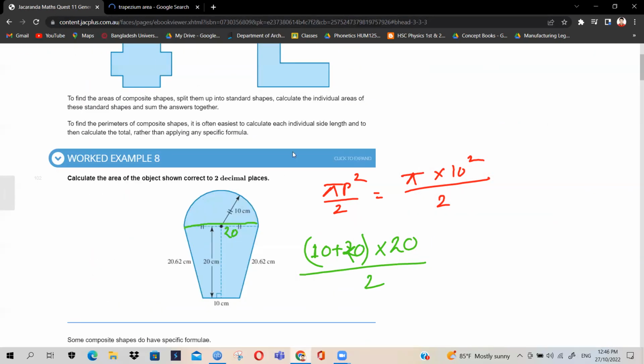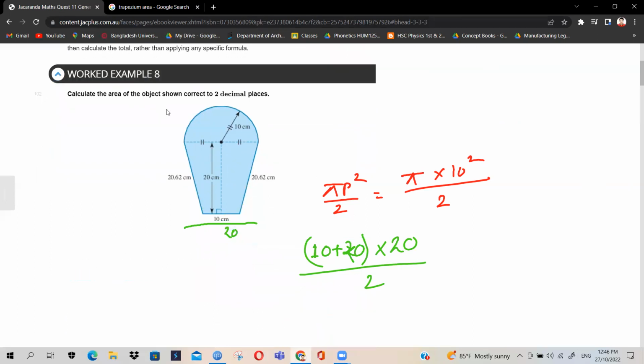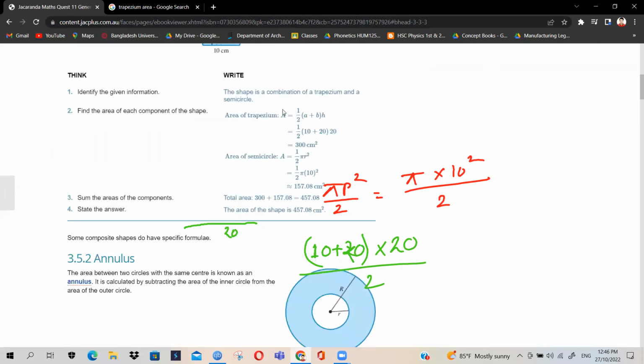Yes, it's divided. All right, so in this way you can get the answer. Okay, so they have done half into a plus b times h, so half times 10 plus 20 times 20, and half pi r square. Okay, nice and easy.